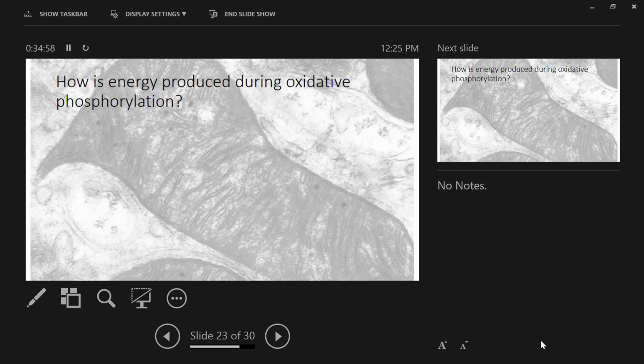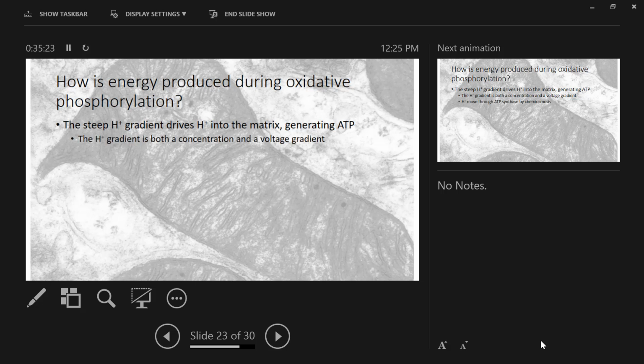So how is energy produced during oxidative phosphorylation? Well, we talked about how we make a steep hydrogen ion concentration. We are pumping hydrogen ions against their concentration gradient. And then hydrogen ions want to go back where they came from, back into the matrix, and as they do, they generate ATP. So this hydrogen ion gradient is both a concentration gradient, in that hydrogen wants to be where there's less hydrogen, but it's also a voltage gradient.